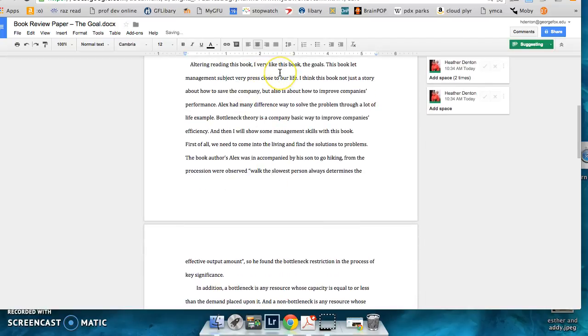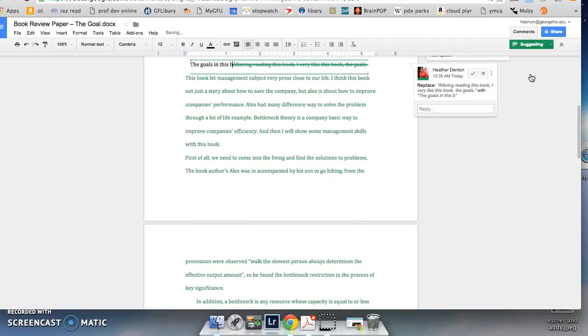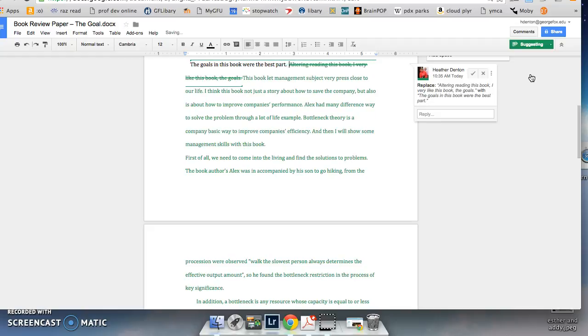Altering reading this book, I very like this book, this goals. I'm going to tell the student, I very like this book. Please switch these words around. I like this book very much. Or I like the goals of this book very much. This sentence is very Chinese in the way it's been written, and the way that Americans would say this is considerably different, along the lines of the goals in this book were perhaps the best part. And this is just a suggestion of what the student might write.